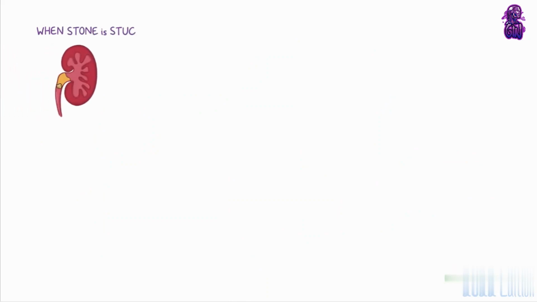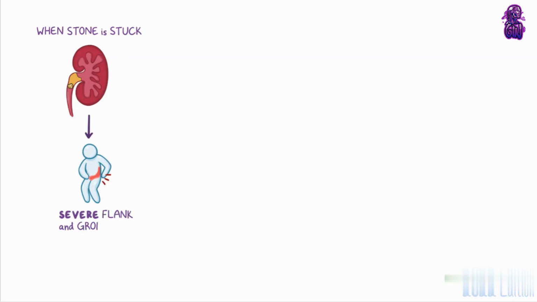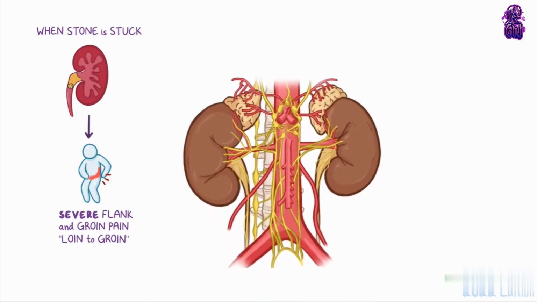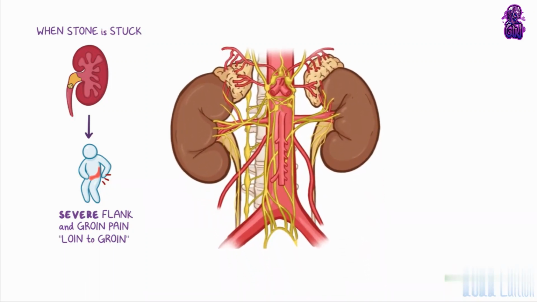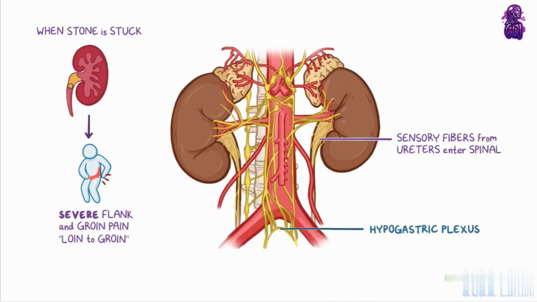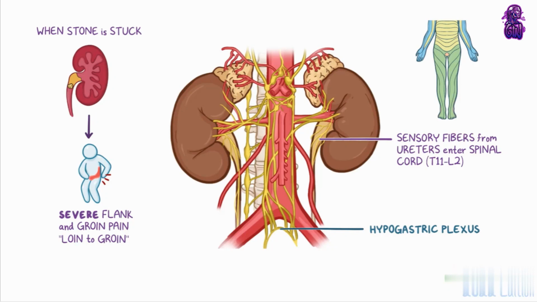When a stone is stuck in the ureter, this can lead to renal colic, which is described as an acute episode of severe flank and groin pain, often referred to as loin-to-groin pain. Now, nervous supply to the ureters comes from the renal, testicular, or ovarian, and hypogastric plexuses. So the sensory fibers from the ureters enter the spinal cord at T11 through L2, therefore ureteric pain is referred to those dermatomal areas, which explains the sensation of loin-to-groin pain.